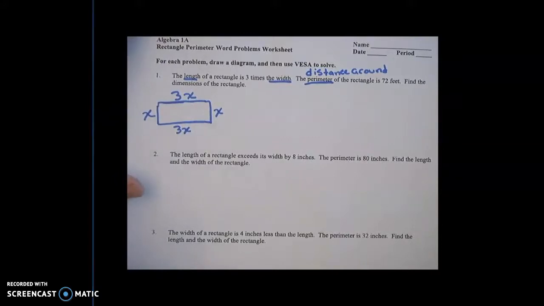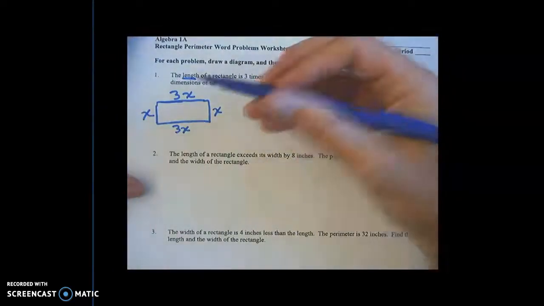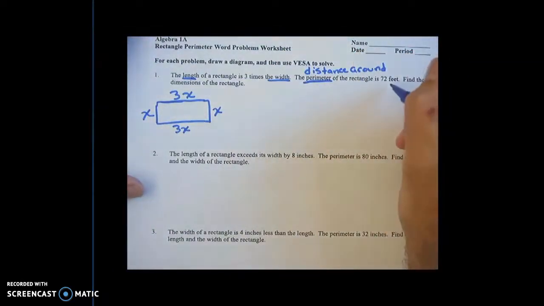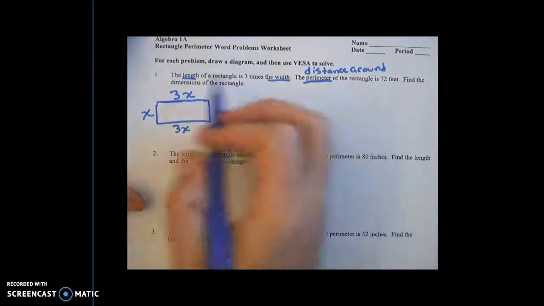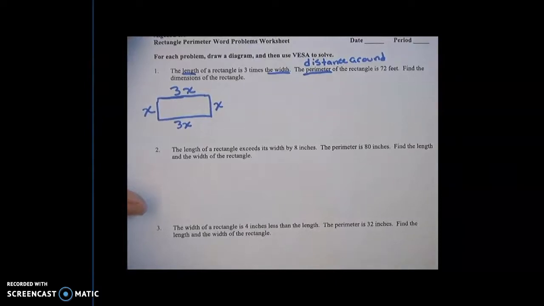And then it says we know only one thing about this rectangle outside of the dimensions being 3 times bigger, and that is the perimeter is 72, or the distance around this whole thing is 72. And so what we're going to do today is create algebra equations and then solve them based off of these word problems.